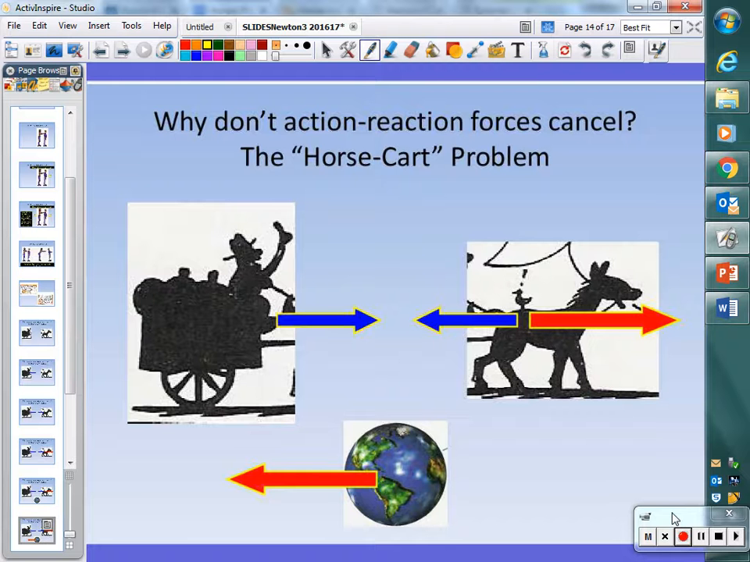That's all walking is. You push on the Earth, it pushes back on you. Do those forces cancel each other out? No, they do not. They're an action-reaction pair. They're on different things.